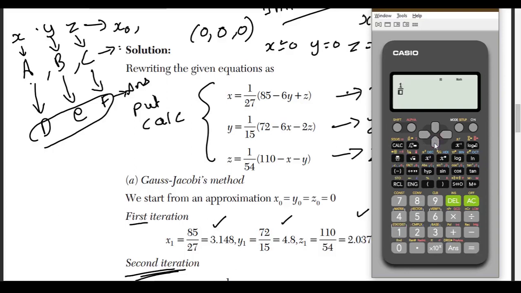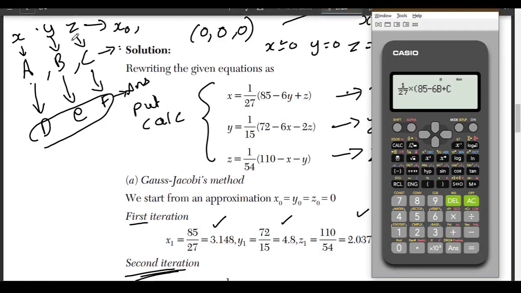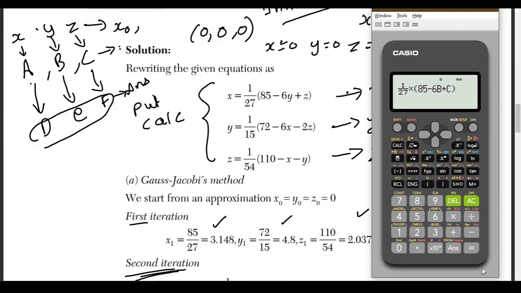Fraction 1 by 27 into 85 minus 6. What is the y? Y is b. Plus z. What is z? C. Here we have to write z as c. That's c. Okay, that we have to do.